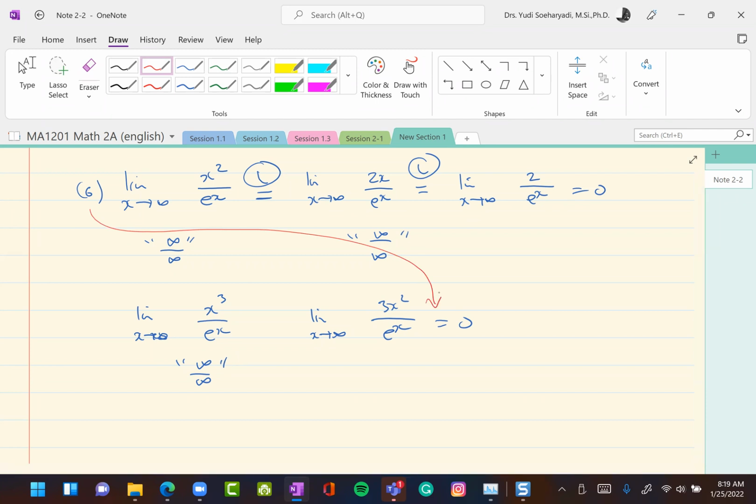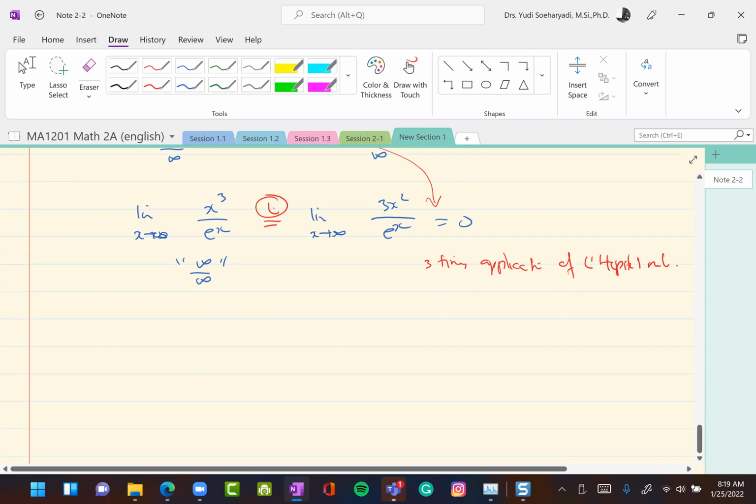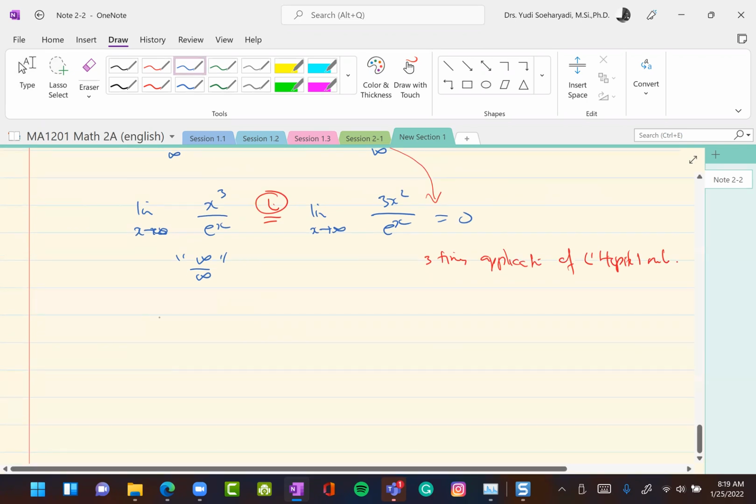Okay, so L'Hôpital's rule gives you the result. Basically you're using L'Hôpital's rule first, second, third, so 3 times applications of L'Hôpital's rule. And it is similar. I won't compute this one. That's going to be 0 by applying L'Hôpital's rule.